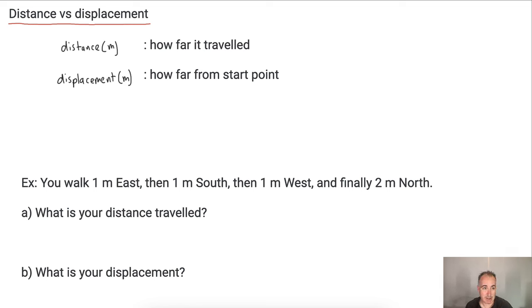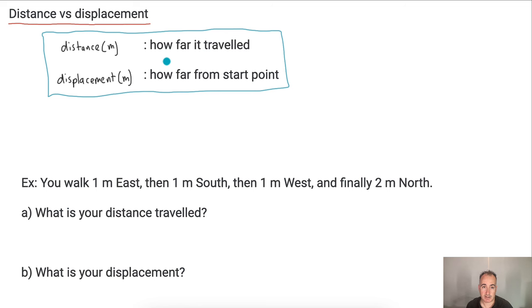And I've got an example of that down here so that at least hopefully it's going to make some sense here. Let me just put this in a box. So for example, let's look at this to see what the difference is. So first, let's just talk about distance. So first of all, let's just assume you walk 1 meter east.